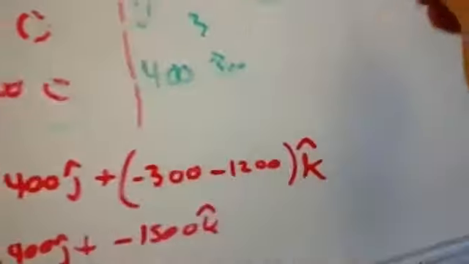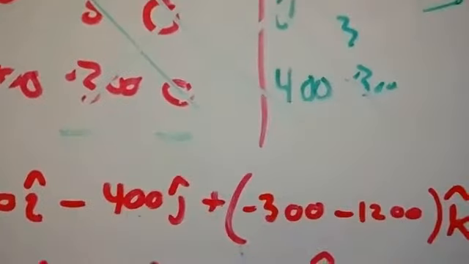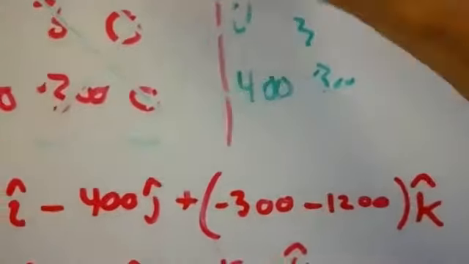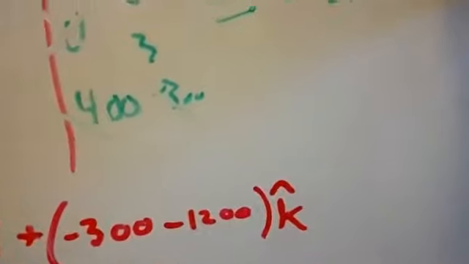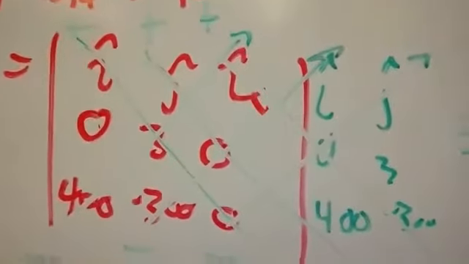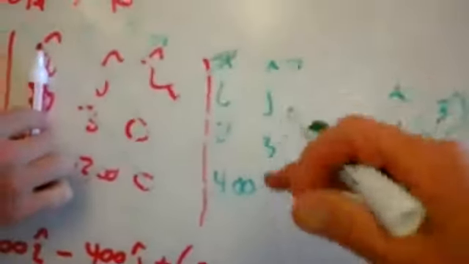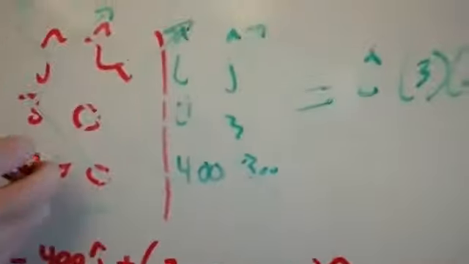It would be i times 3 times 0, right? We might as well just do them all out so we don't forget anything. Plus j times 0 times 400. We'll do it a couple different ways. Let's do it this way first. I'm kind of curious if this way works.